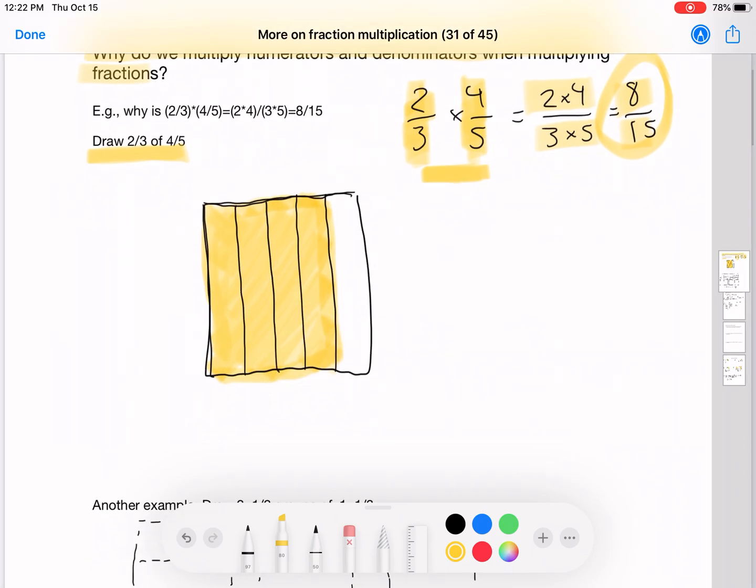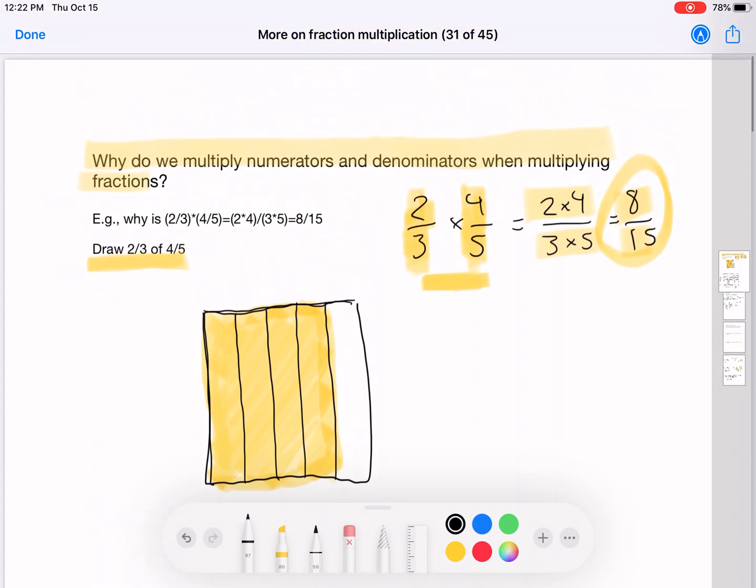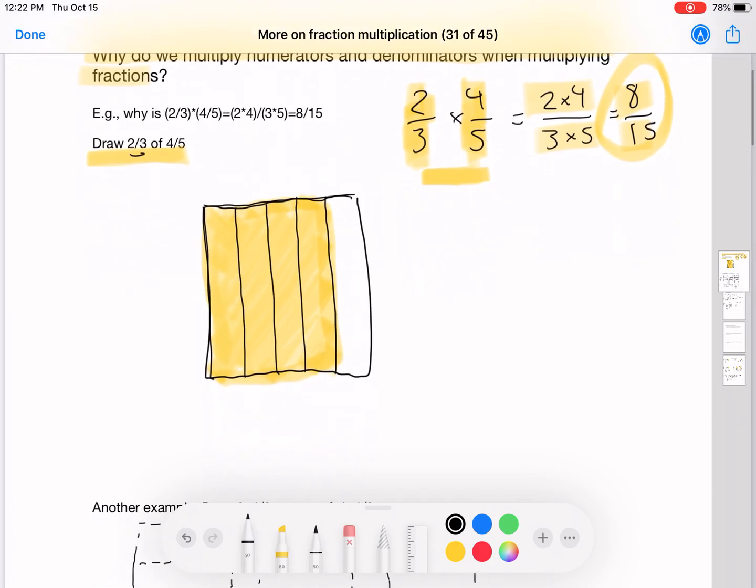Right, I took one whole, I chopped it into 5 equal pieces, and I took 4 of them, so I have 4/5 of the whole. But now I want 2/3 of that. So I'm going to chop this into 3 equal pieces and take 2 of them. Hopefully we can see what I have shaded in. I have shaded in 2/3 of the 4/5.